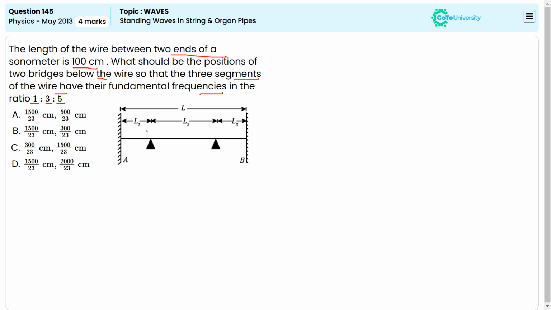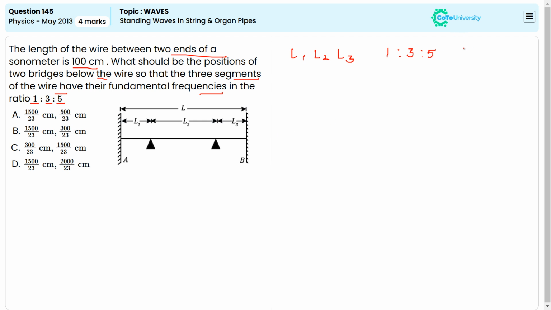The lengths of the three segments are L1, L2, L3, and the fundamental frequencies of these three segments are in the ratio 1:3:5. Then among these four options, which is the right option we need to find here. We know that the fundamental frequencies are in the ratio of 1:3:5. Then I can write L1, L2, and L3, it is in the ratio of 1:3:5.